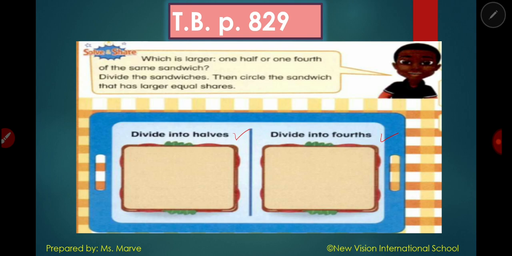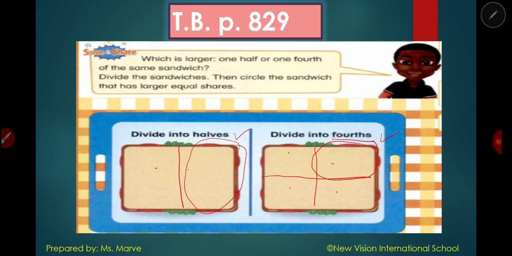Understood? Okay, now how will you divide the first one? Just draw a line from up to down here. So you can see 1, 2. How about in another sandwich? You are going to divide it into fourths. So 4. 1 and then 2. You can count 1, 2, 3, 4. Understood? So this is 1/2 of the sandwich. Where is that? The one I circled is the 1/2 of the sandwich. Understood? And this also, this is a 1/2 of the sandwich.